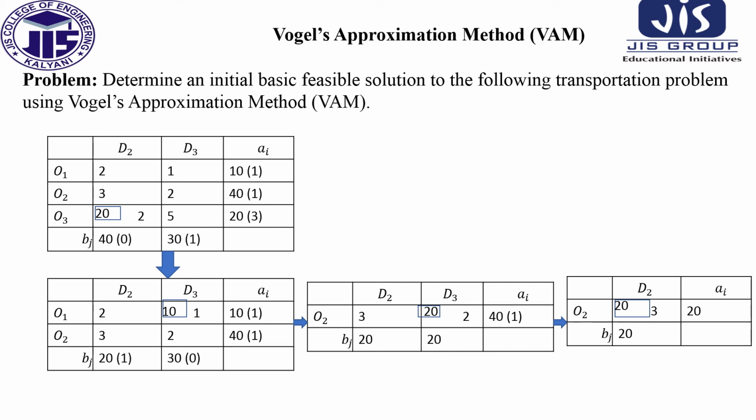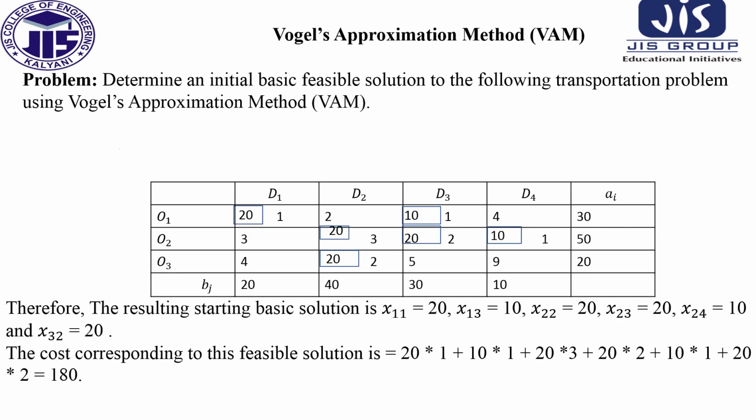So here in the 2 3 cell, the supply value is 20 and the demand value is 20. 20 is the minimum, allocate here 20. So we get the last table. In the last table, 20 is the supply value, 20 is the demand value, we allocate here 20. So in this way we have received this allocated table.